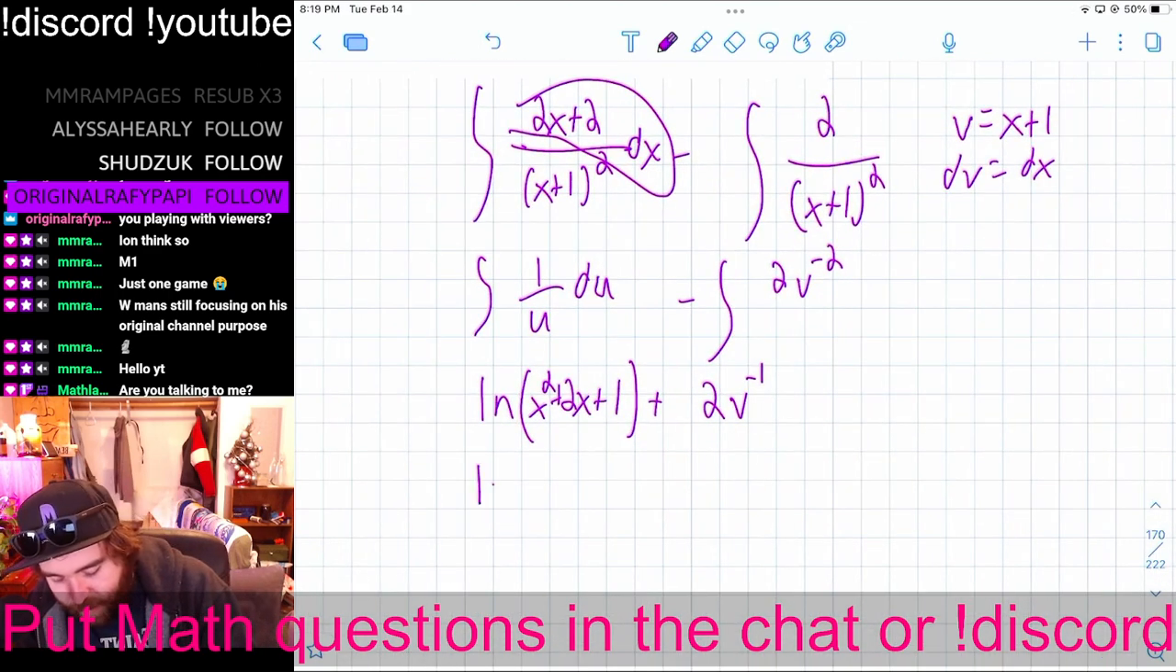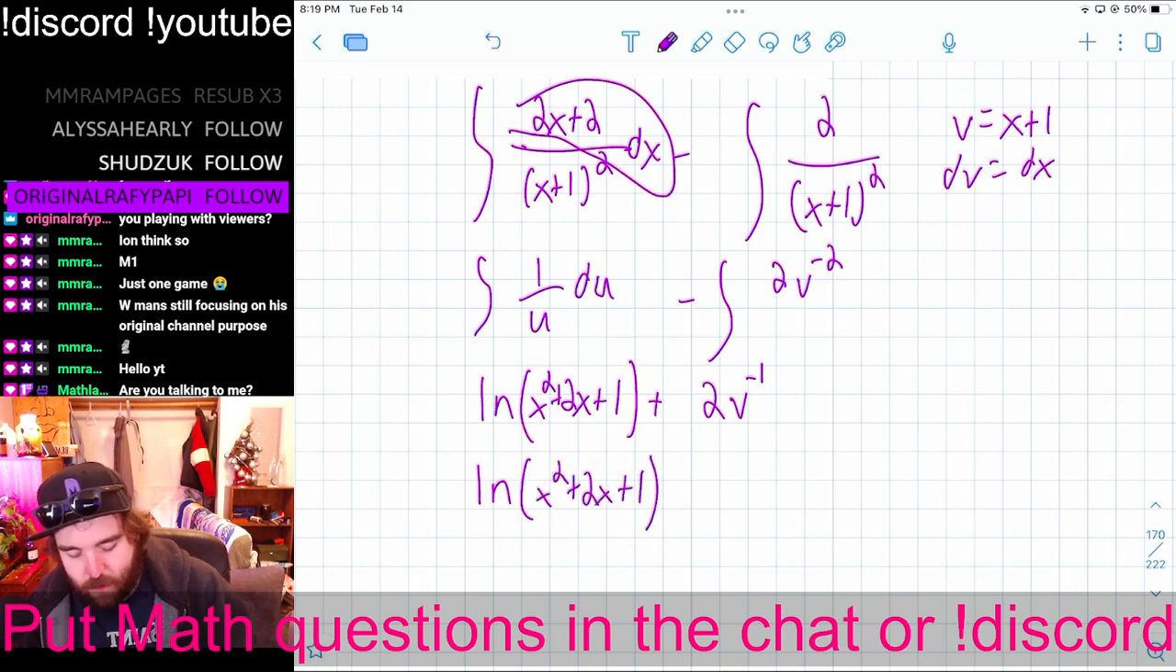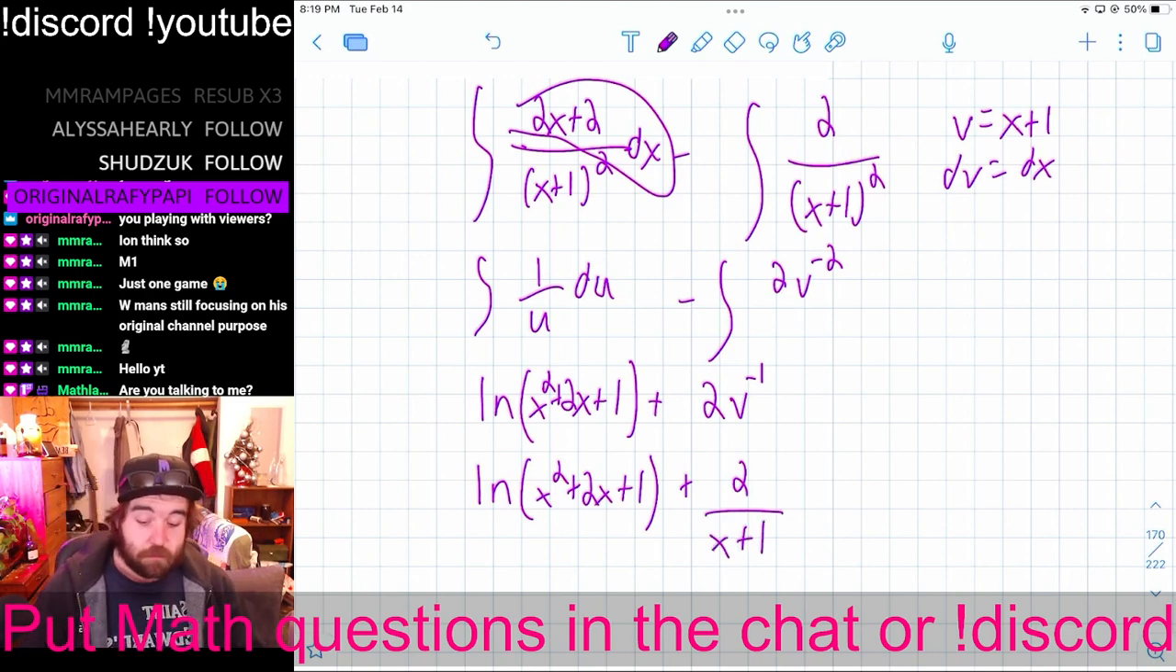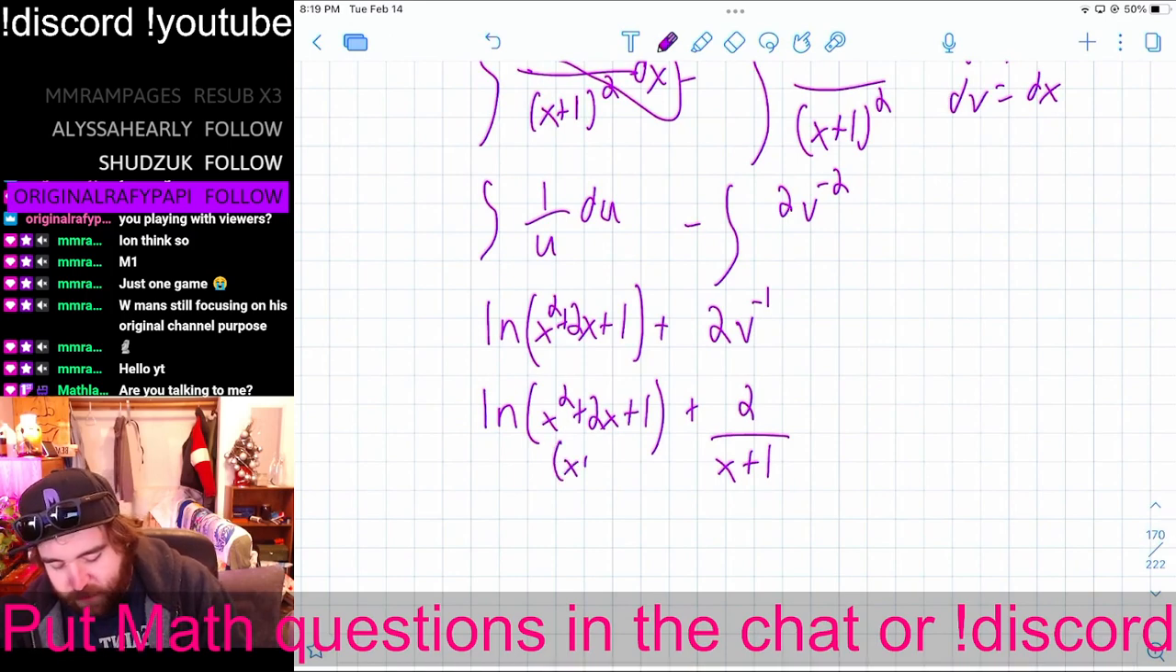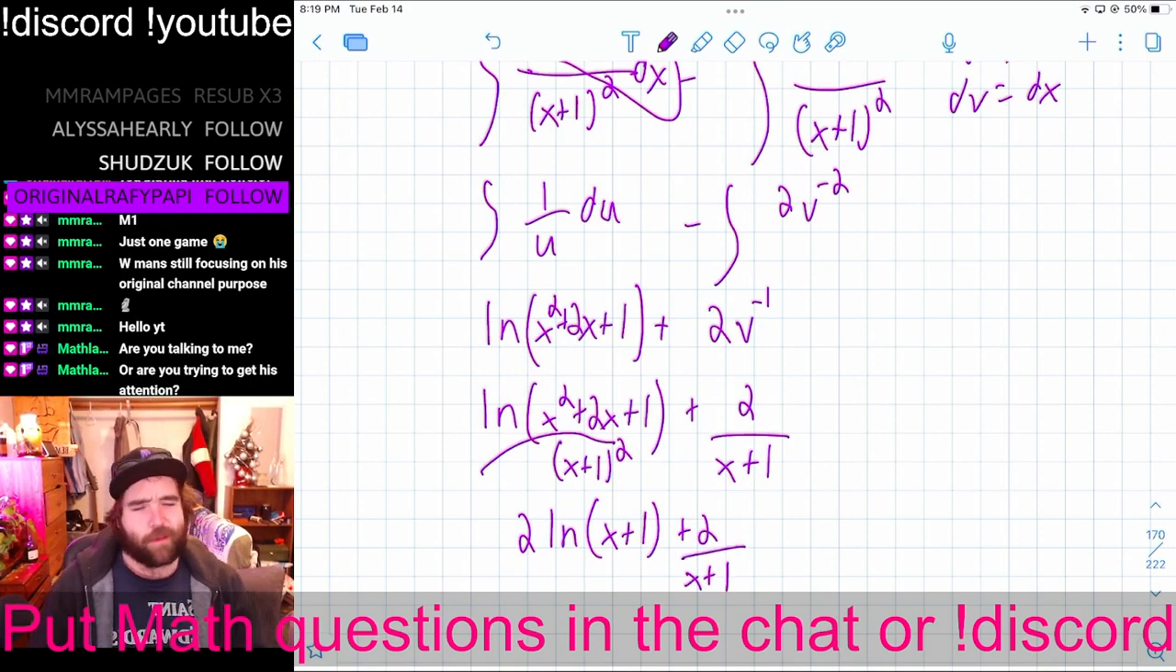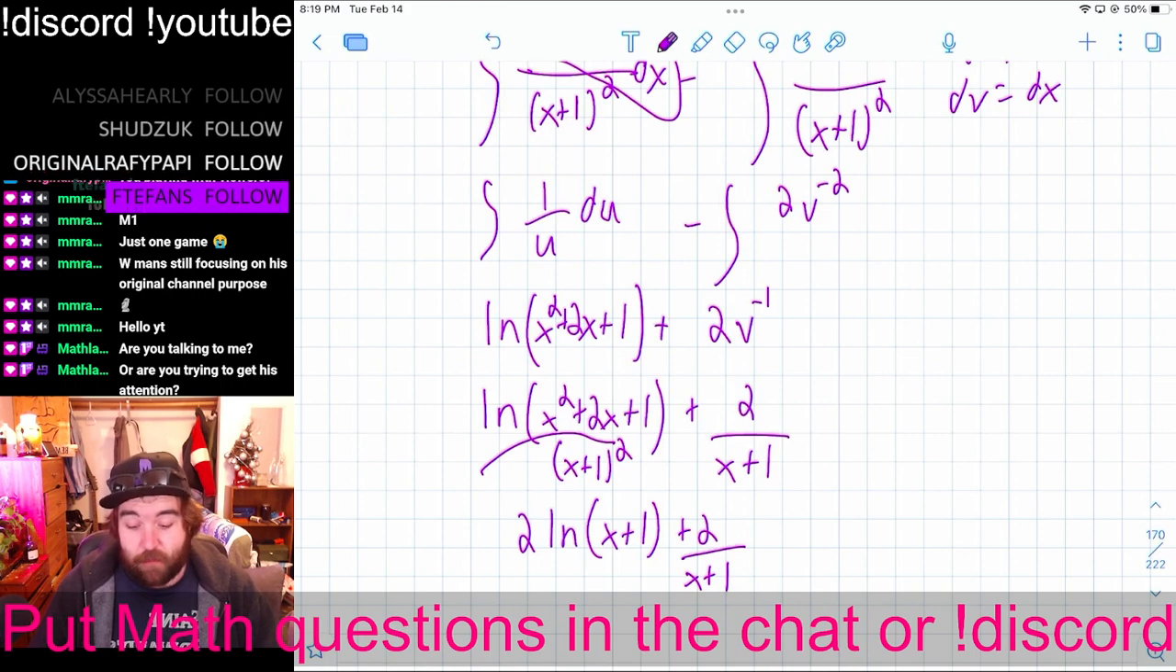So that ends up being the ln of x squared plus 2x plus 1 plus 2 over v, which is x plus 1. That's pretty interesting. We could even go further or just write it differently because this is x plus 1 squared from the beginning, right? So we could pull this 2 out to the front and say that this is 2 times the ln of x plus 1 plus 2 over x plus 1. Can't really combine that any nice way, but that would be the answer.